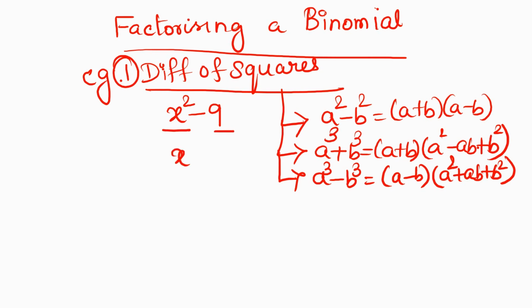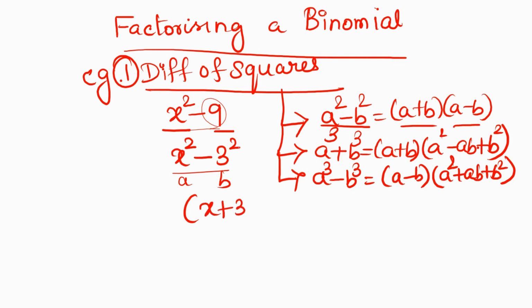Here I can write x square minus 9 as x square minus 3 square, since 9 is 3 square. In the place of a we have x and in the place of b we have 3. So I can substitute into the a square minus b square formula: x plus 3 into x minus 3. Here I got two factors. The first factor is x plus 3, the second factor is x minus 3. In this case I directly used the formula to substitute the values. I have not done any calculations here.